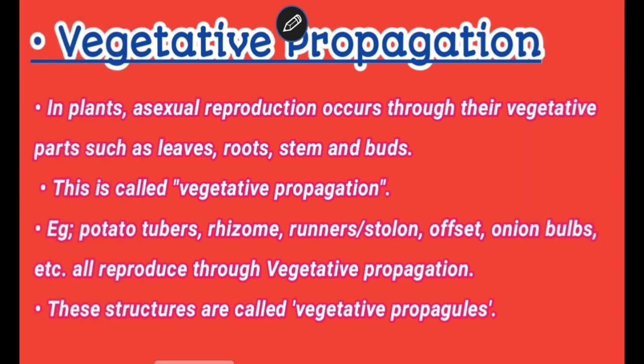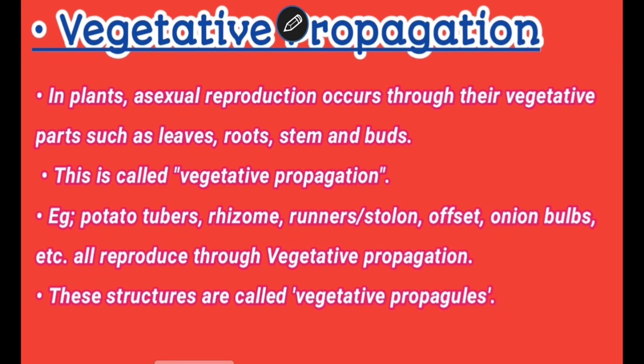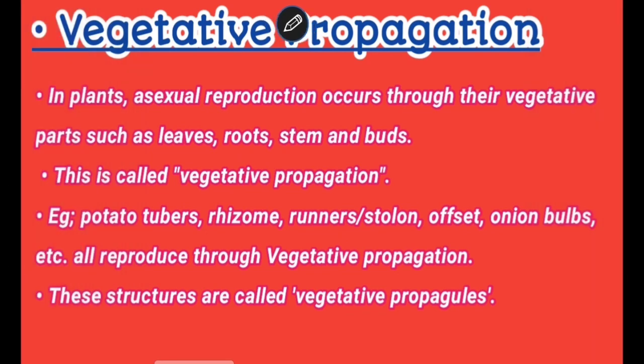Examples: potato tubers, rhizome, runner or stolon, offset, onion bulbs. These are all reproduced through vegetative propagation. We can get a new potato plant from potato tubers. From the rhizome of ginger we can get a ginger plant. Even from the runner or stolon of some plants we can get a new plant. From the offset of water hyacinth we can get a new plant. From onion bulbs also we can get a new plant. These structures are called vegetative propagules.